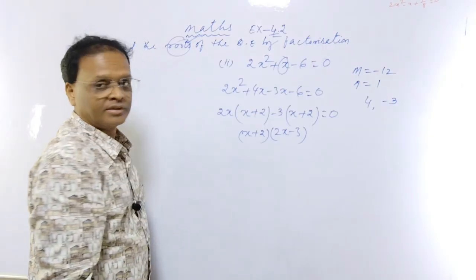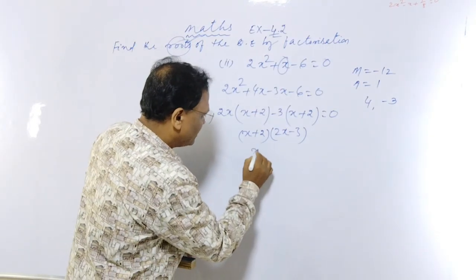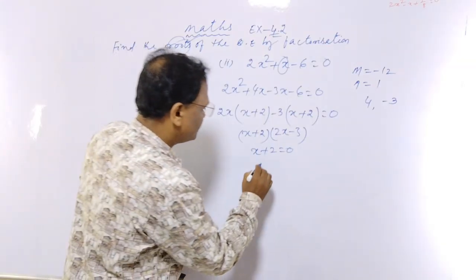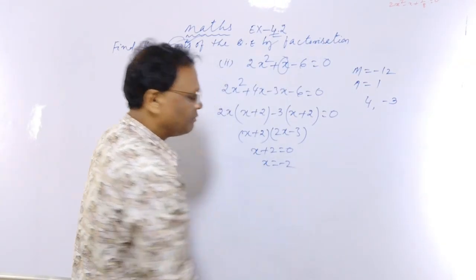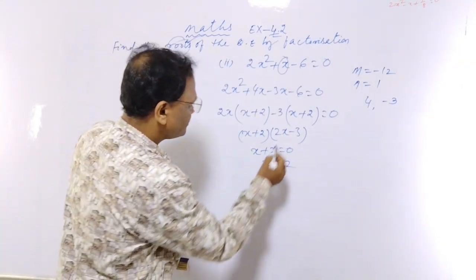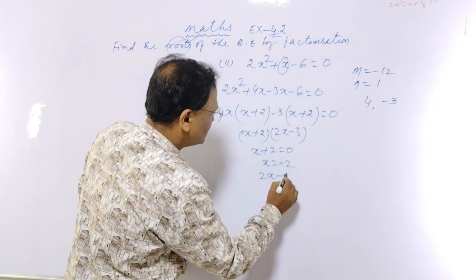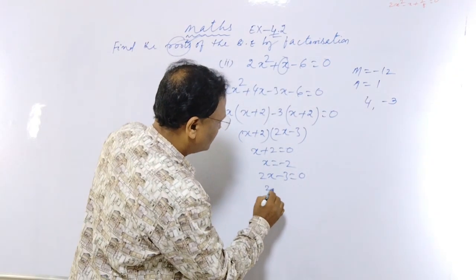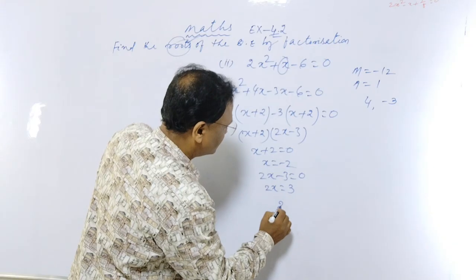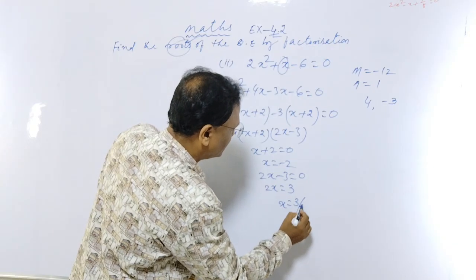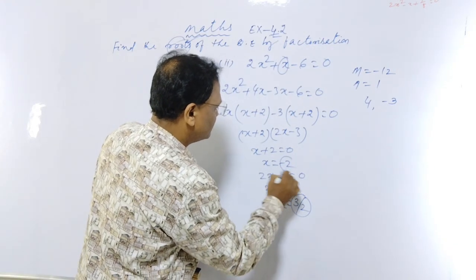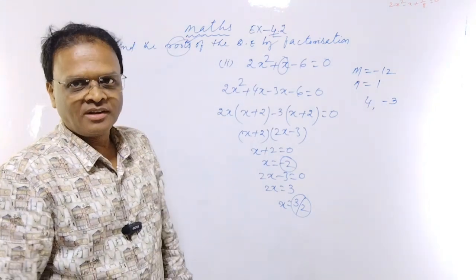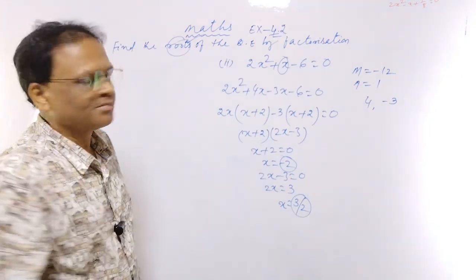2x minus 3. So what am I getting? I'm getting x plus 2 equals 0, or x equals minus 2. Second, 2x minus 3 equals 0, or 2x equals 3, x equals 3 by 2. So what are the zeros? The zeros are minus 2 and 3 by 2.